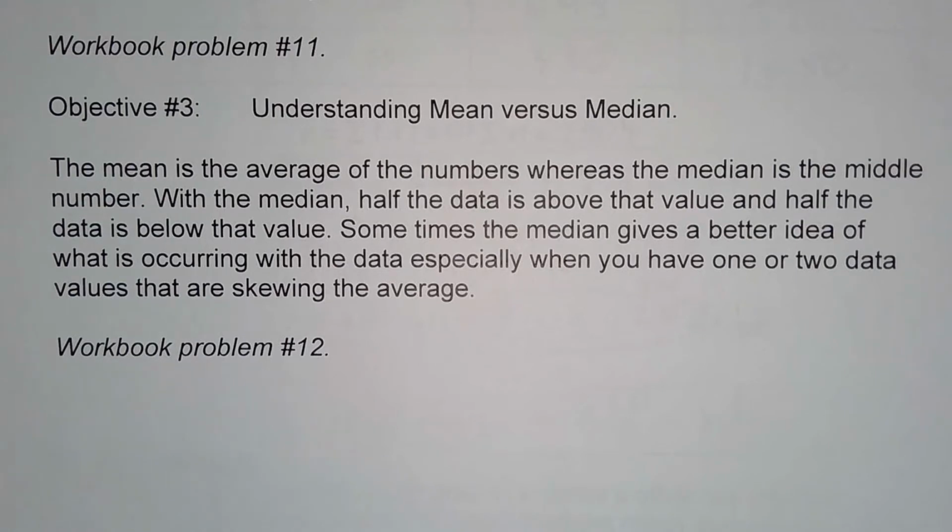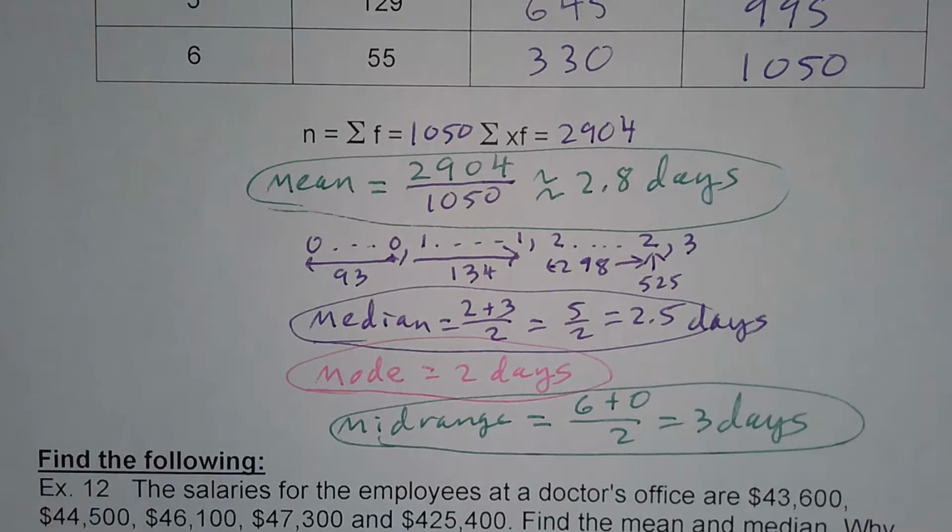So let's turn to our workbook. We're going to look at page 166, problem number 12. The salaries for the employees at a doctor's office are $43,600, $44,500, $46,100, $47,300, and $425,400. Find the mean and the median, and why is the mean misleading?